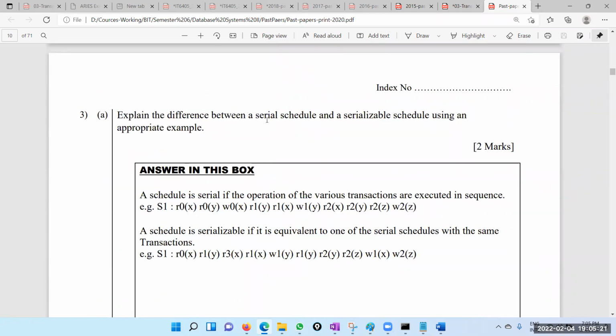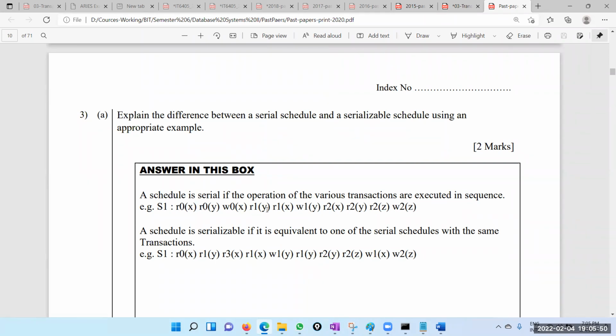Explain the difference between serial schedule and serializable schedule using an appropriate example. Serial schedule means you do one after the other. Serializable schedule means we are mixing, but it is still equivalent to a serial schedule. So you have to give an example, any example you can think of, but make sure you are mixing it.